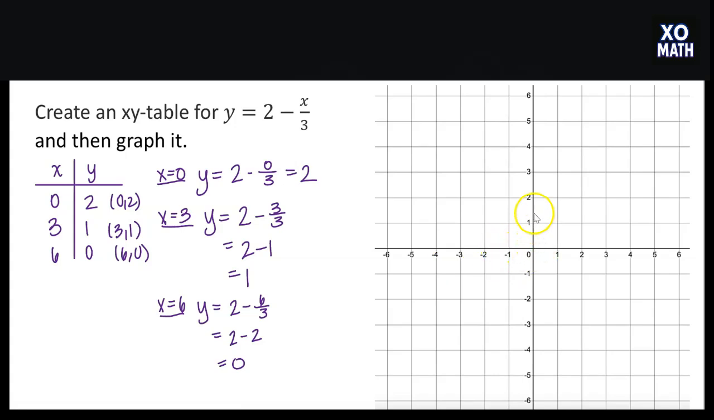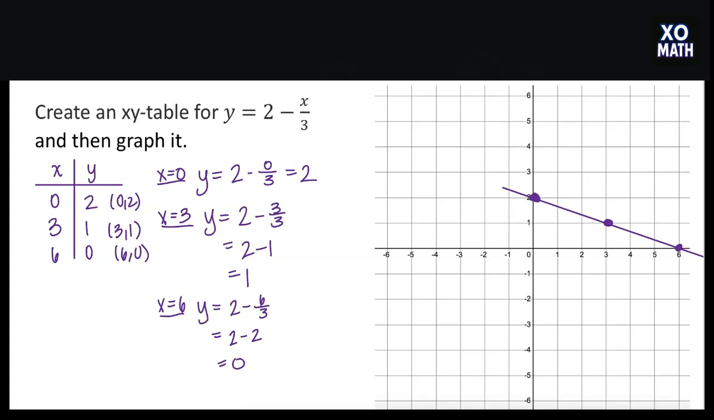So stay at the origin, then travel up 2 units. 3, 1 is from the origin, 3 units right, 1 unit up. And then 6, 0 is from the origin, 6 units to the right, and then we're going to stay right on the x-axis. So there are my 3 points. I can see that they are along the same line, so we'll go ahead and draw the line that passes through those points.